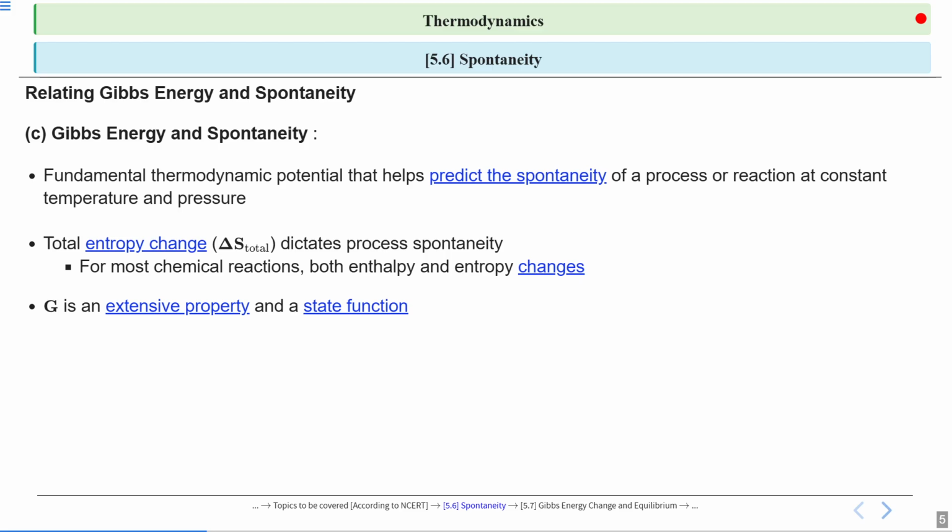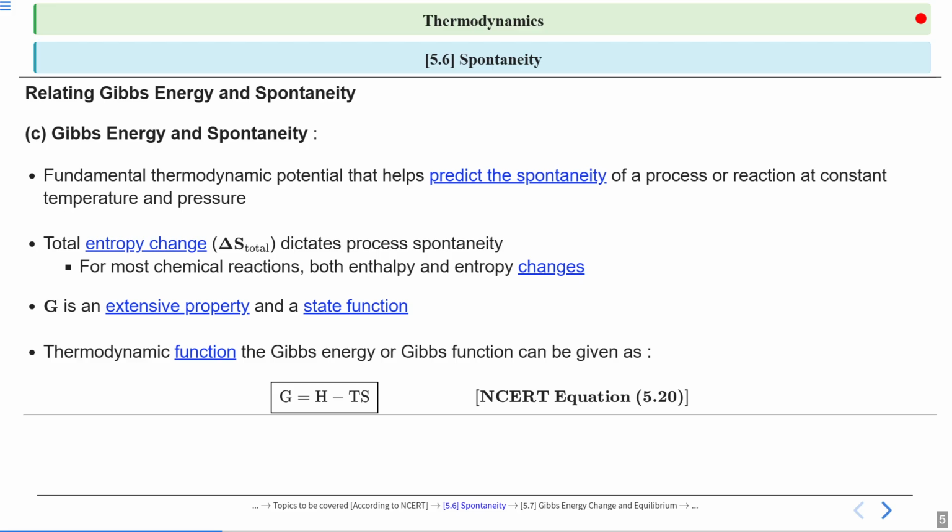Now, Gibbs free energy is an extensive property as well as it is a state function. And the thermodynamic function which is used to dictate this Gibbs free energy can be written as G = H - TS. Now you can see clearly in the equation that we have included enthalpy as well as entropy. So we are dealing with the heat change and our randomness to study the spontaneity, which is there in terms of Gibbs free energy. Now, what should be the value of Gibbs free energy and what are the procedures that we will follow to apply the same? We will look into it.